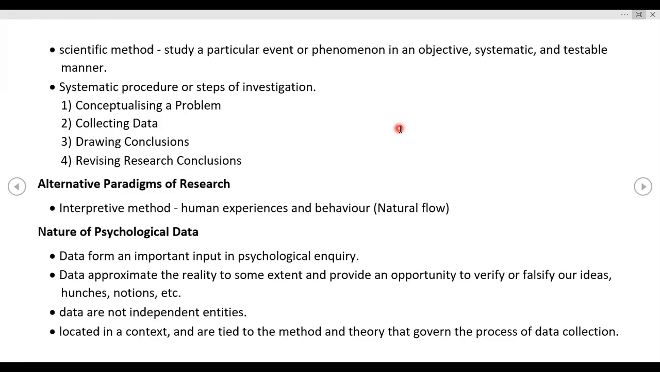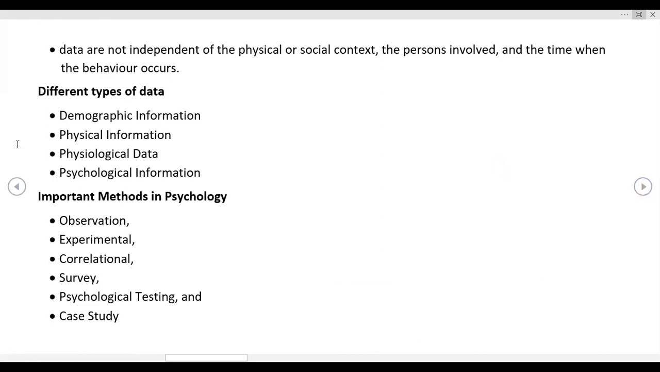For example, floods affect human beings. Yes, floods, how they affect, you have to go to the situation and then ask them how they got affected, how painful it is, what is the loss. By data collection you can understand this loss. So this is how the nature of psychological data is. Data are not independent, and are context based.